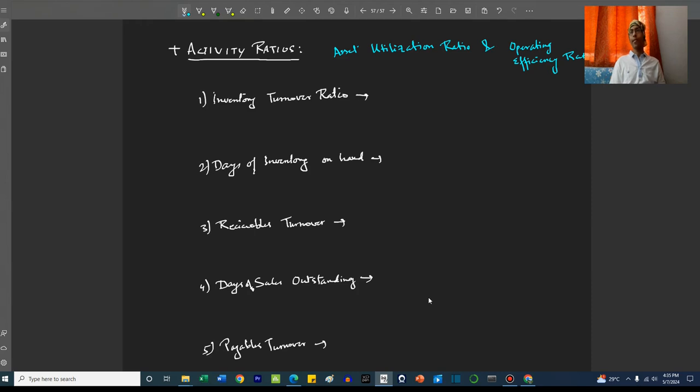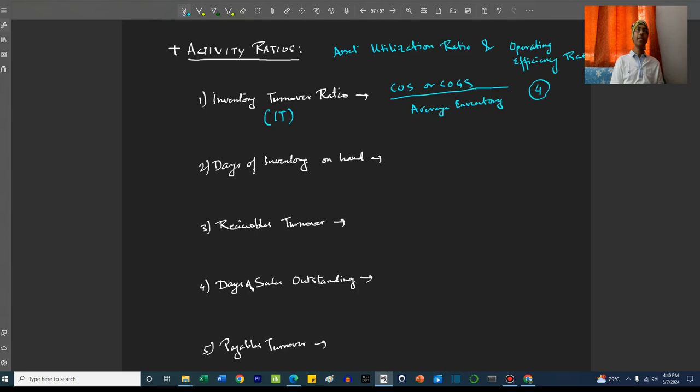Now there are a series of activity ratios that we are going to discuss. Among them, the first one is the inventory turnover ratio. This is defined as the cost of sales, or cost of goods sold, divided by average inventory. Right. So let's say the cost of goods sold divided by the average inventory comes to a value of 4.